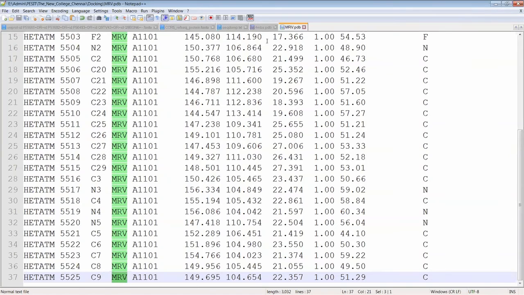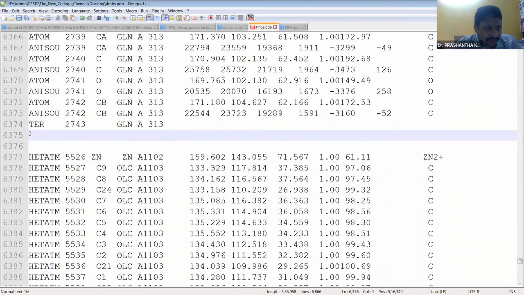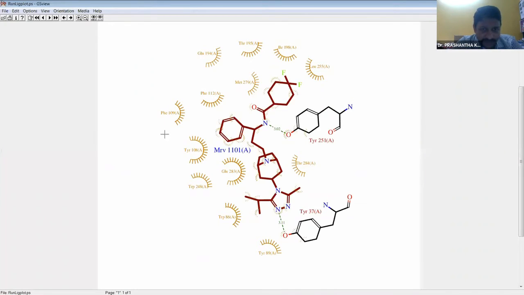Okay. Now we will go back to this 4mbs.pdb. We want only the protein. We do not want any other aspects of the protein. After looking into this LigPlot, Maraviroc, nowhere is the water molecule interaction there. So water is not required. We are not able to see the zinc, so the zinc is not required. The Maraviroc is not interacting with the OLC anywhere, so that is also not required.